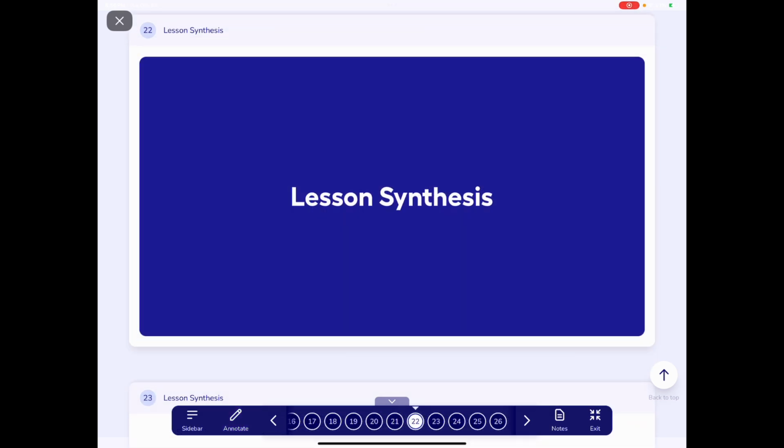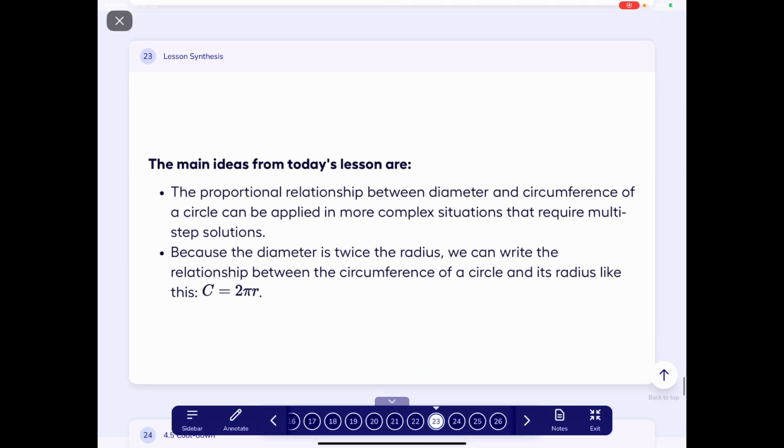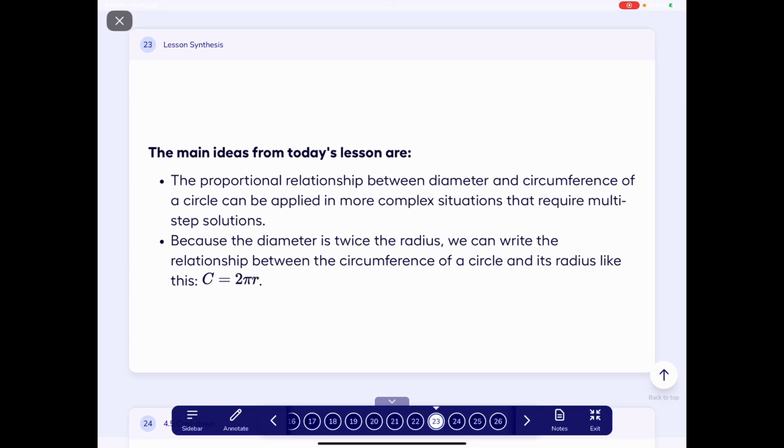This is the lesson synthesis. The main ideas from today's lesson are: the proportional relationship between diameter and circumference of a circle can be applied in more complex situations that require multi-step solutions. Some of these are a little bit intimidating, but if you break down the problem, draw a picture, draw out the dimensions that you know, height, base, length, write the circumference, diameter, write everything out, it makes it much easier to break it down.